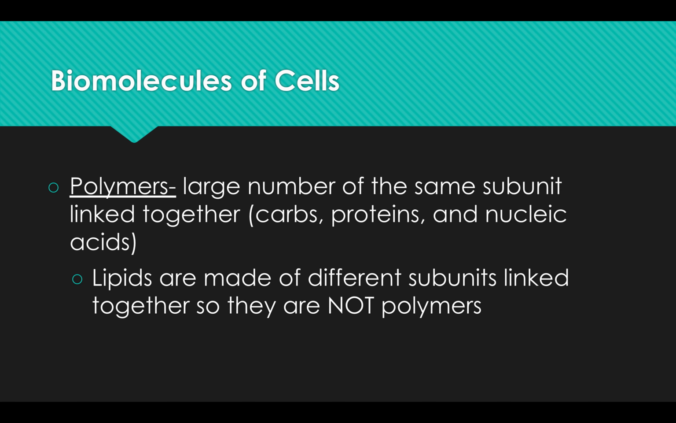All right, so biomolecules of cells. Polymers. The prefix poly means what? Like a lot or many, right? So polymers are a large number of the same subunit linked together, like cars, proteins, nucleic acids, they all do this. Lipids are made of different subunits, so they are not polymers. Polymers, it has to be the same. Okay, so y'all write down what a polymer is.